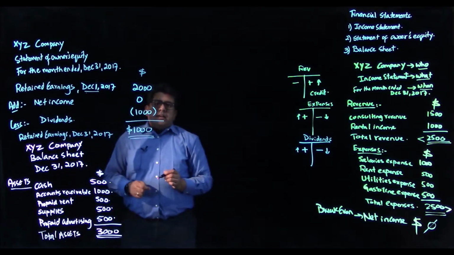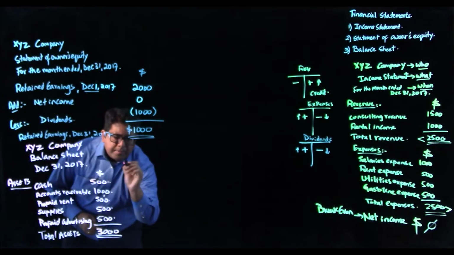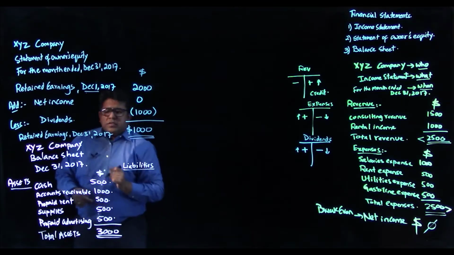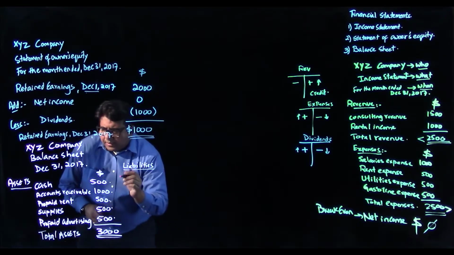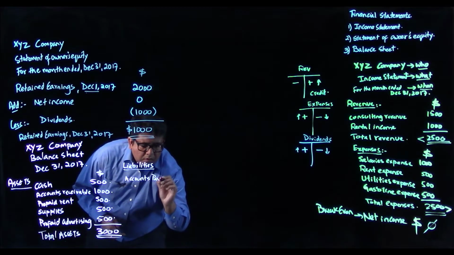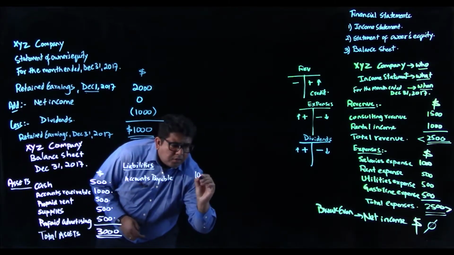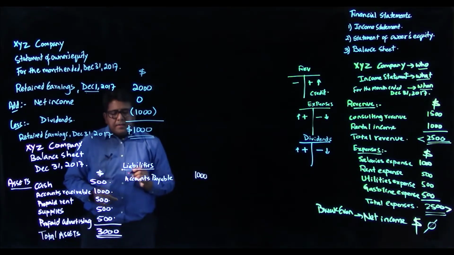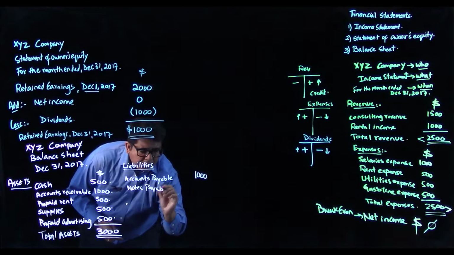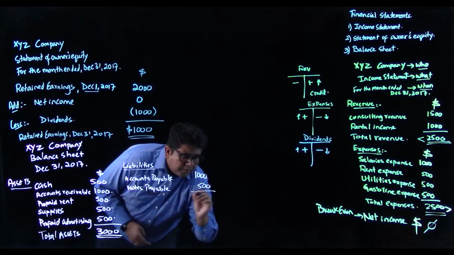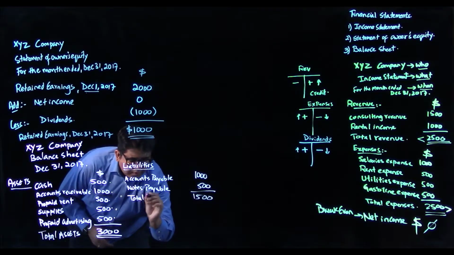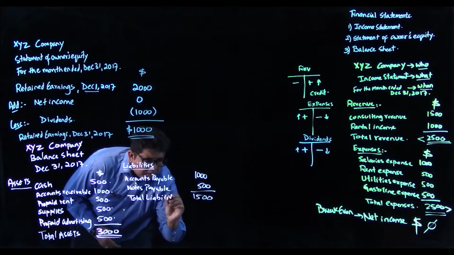This is the asset side. Now we move on to the liability side. You had liabilities. You had, let's say, accounts payable for $1,000, and you had notes payable for $500. So this is 1,500, which is your total liabilities. Your total liabilities are $1,500.